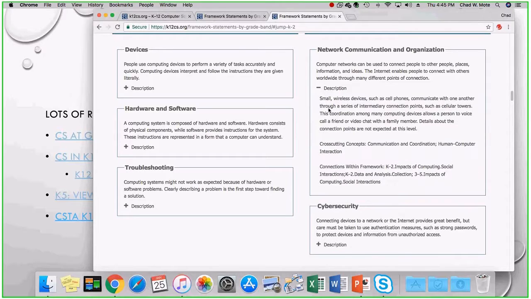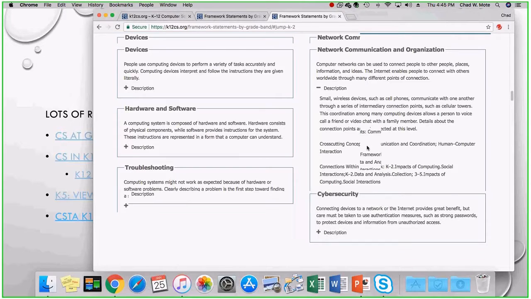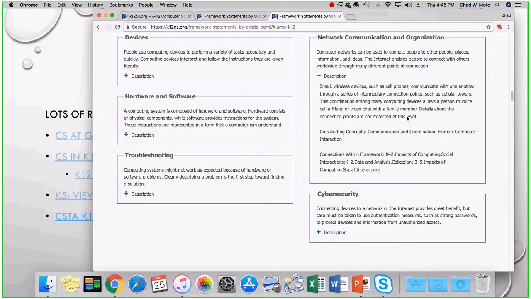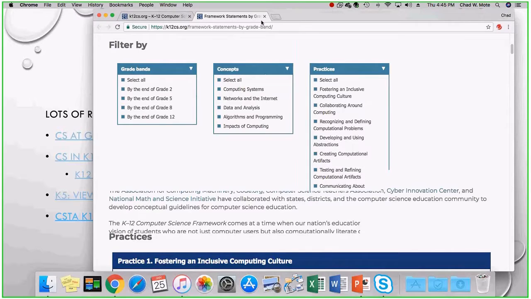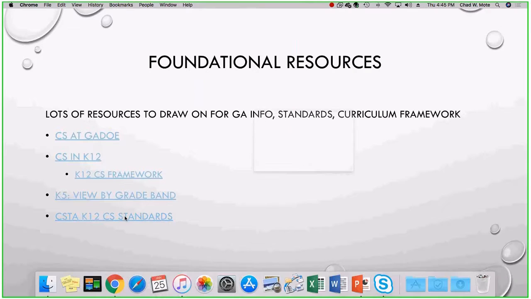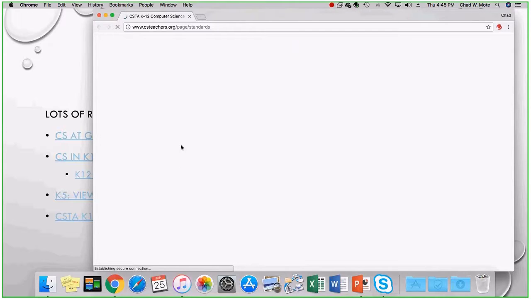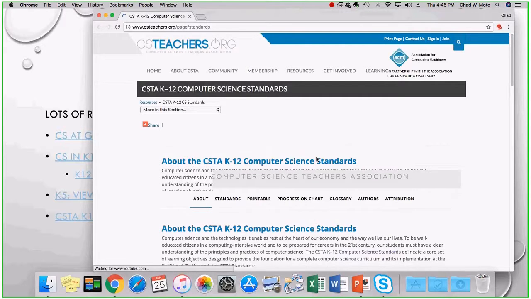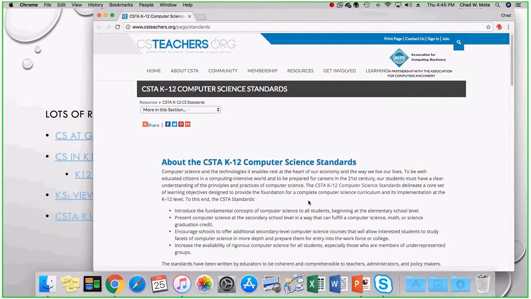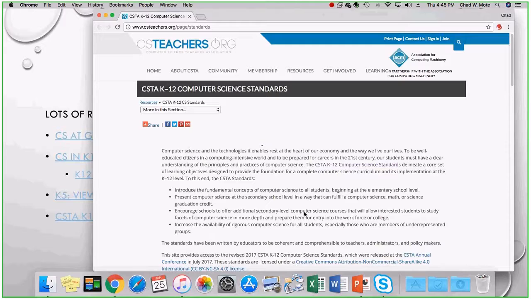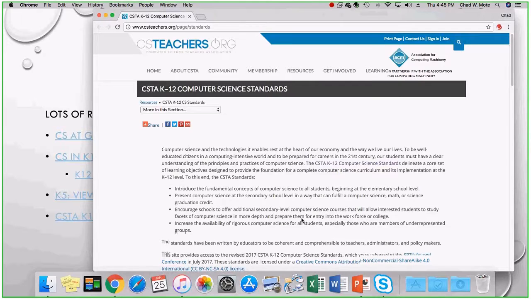And then we have devices and wireless devices, cell phones, connection points, and how all that works. So those were the frameworks. Let's look at the computer science standards. And so currently these are being developed, or in the phase of development now in Georgia, which is really exciting because thus far at the K-5 level, we really haven't had a lot to pull from.